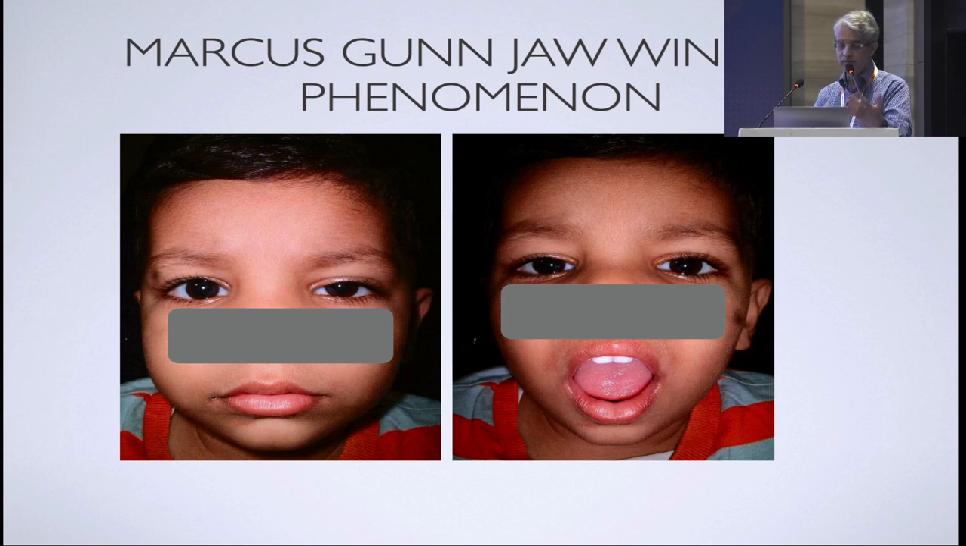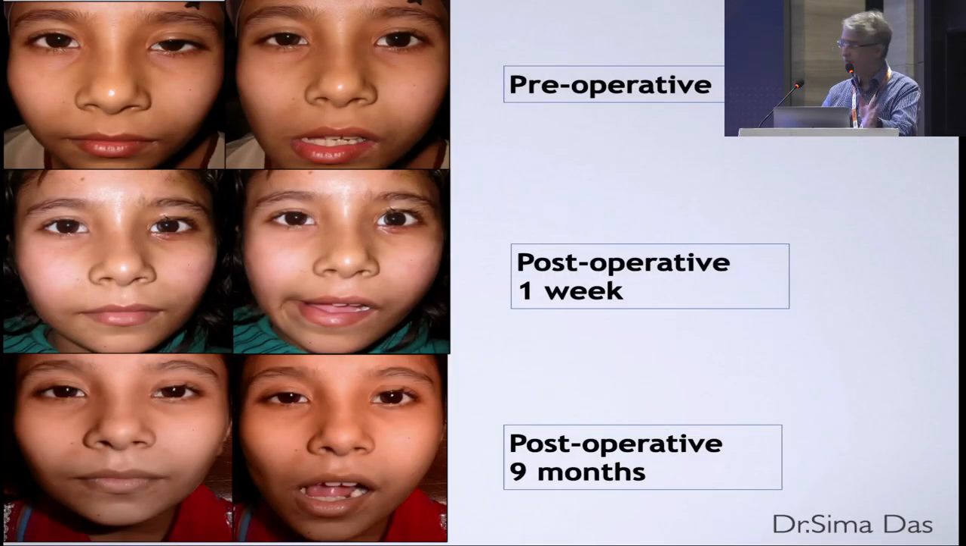Just coming to the close, Marcus Gunn jaw winking phenomenon is another common entity that we see in our OPDs, and the textbooks mention that you have to extirpate the levator muscle completely to eliminate the jaw winking. But Dr. Seema, who we had here, she's not here right now, did conduct a study in her center, where she showed that even if we do a simple sling surgery without extirpating the levator muscle, that also gives us reasonably good results. I personally have been following this up for the last many years now, and the results are reasonably good.